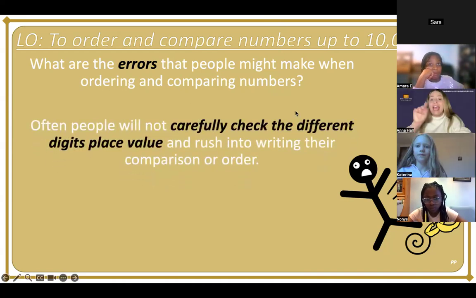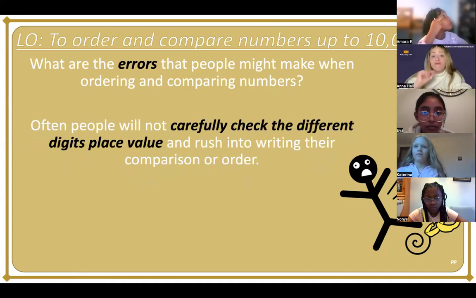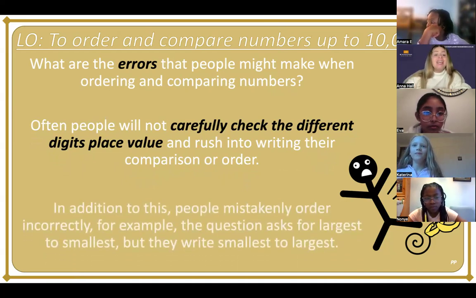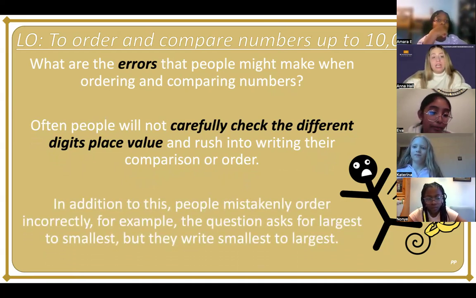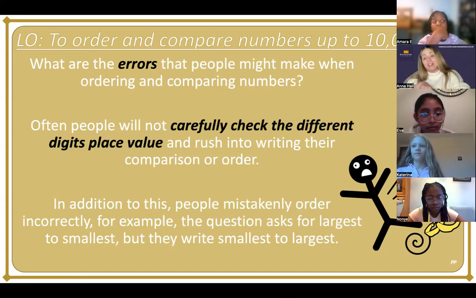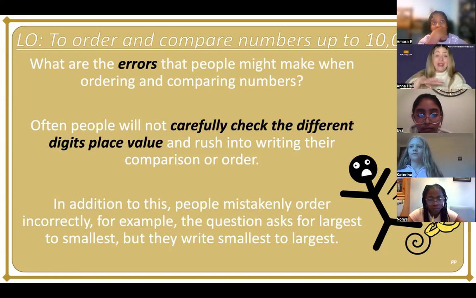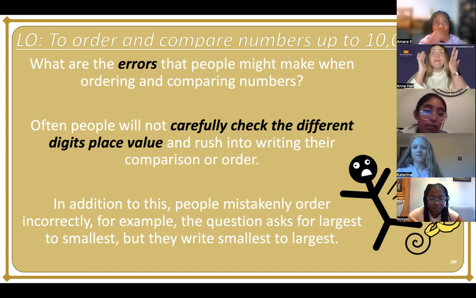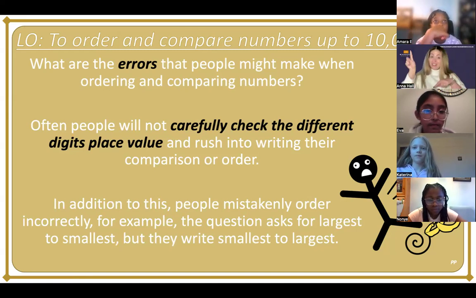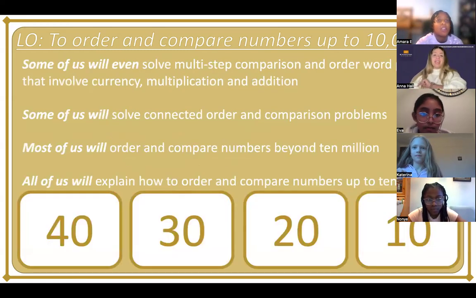So often people will not carefully check the different digits' place value and rush into writing their comparison or order, which is what you guys have said. In addition to this, people mistakenly order incorrectly. For example, the question asks for the largest to smallest, but they actually write the smallest to largest. Can I just say that happens so many times? And it's so frustrating because I've had to mark children's answers as wrong, even though they can clearly compare numbers. They've just not read the question properly. So really, really make sure you read the question. Does it want it from smallest to largest or largest to smallest? Brilliant.